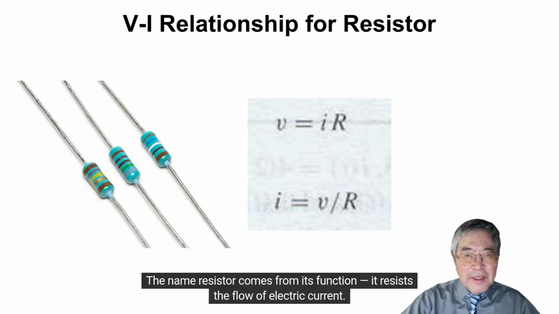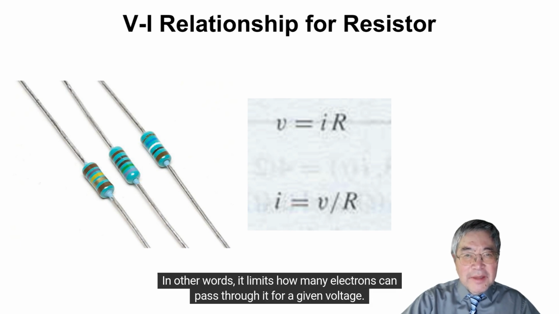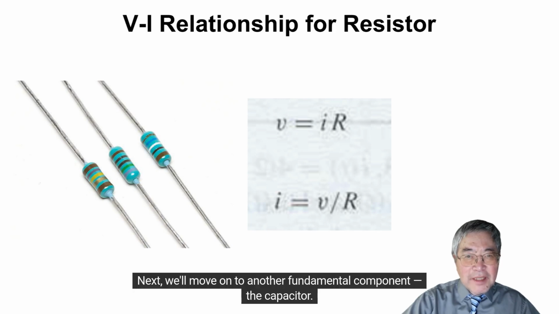The name resistor comes from its function. It resists the flow of electric current. In other words, it limits how many electrons can pass through it for a given voltage. Next, we'll move on to another fundamental component, the capacitor.